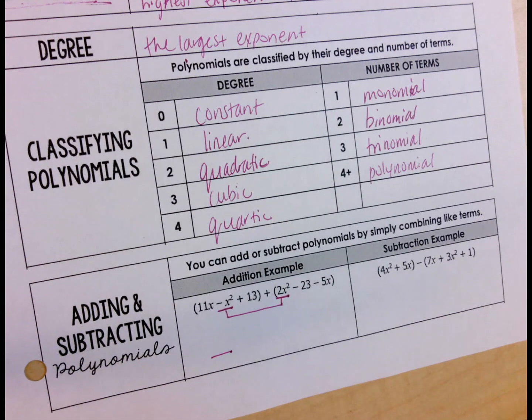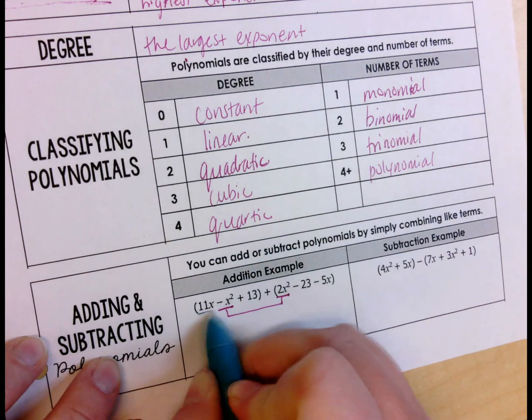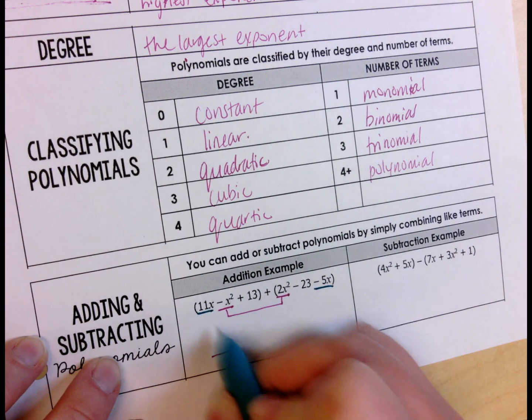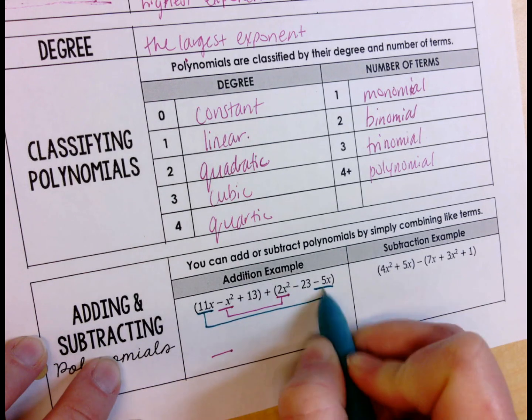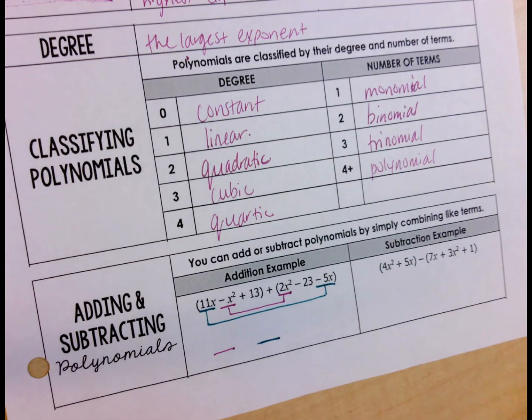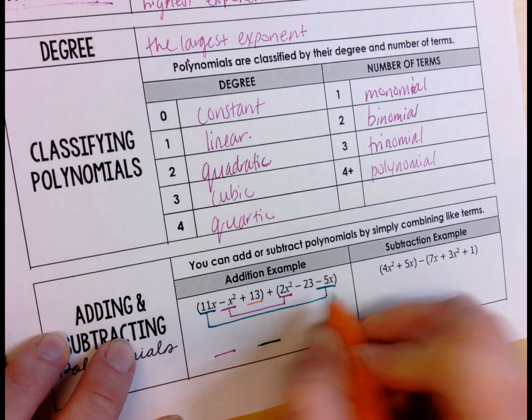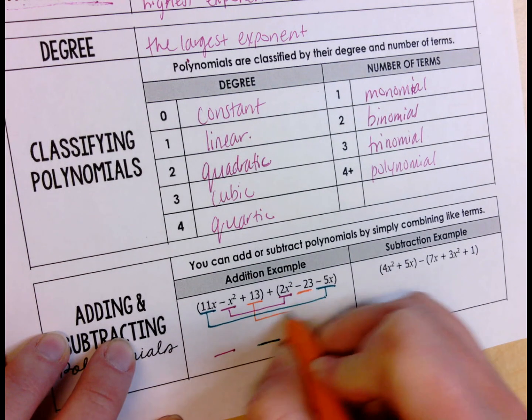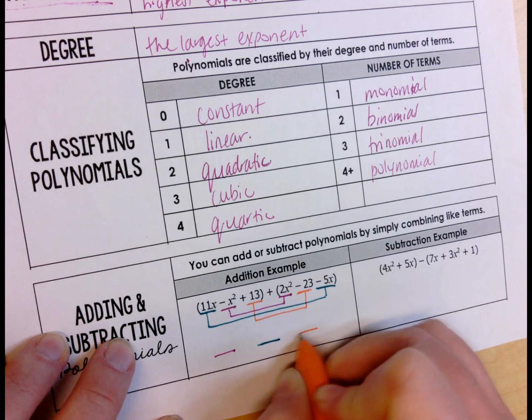Okay, and then I'm going to use a different color just to show this a little bit better. These 2, this x squared and this negative 5x, have the same terms, so you're going to combine those and put them here. And then the final step is this third example. So a 3x and a negative 23, and you're going to combine those and put it right here, okay?